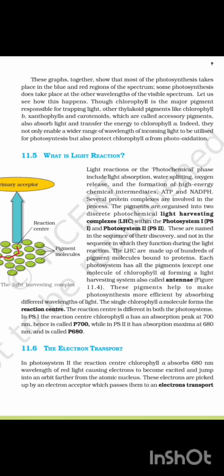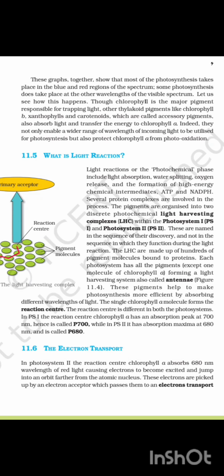The single chlorophyll a molecule forms the reaction center. The reaction center is different in both the photosystems. In PS I, the reaction center chlorophyll a has an absorption peak at 700 nanometers, hence is called P700, while in PS II it has the absorption maximum at 680 nm, and it is called P680.